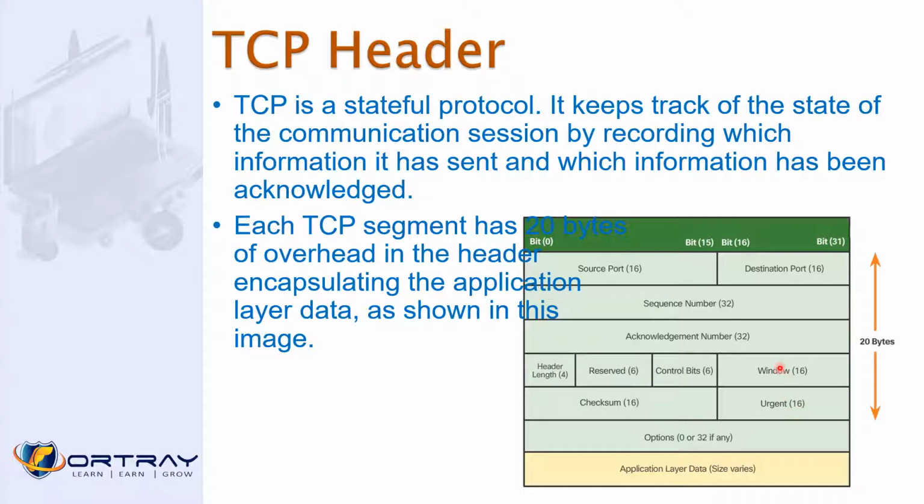Urgent, if it's an urgent message, the window size, reserved, and bit control. Options are there, and the sequence number. So all this information is in the TCP header. It's a 20 byte overhead.